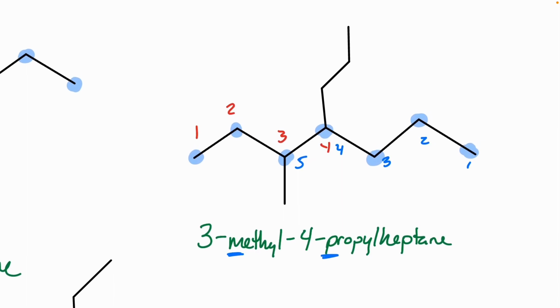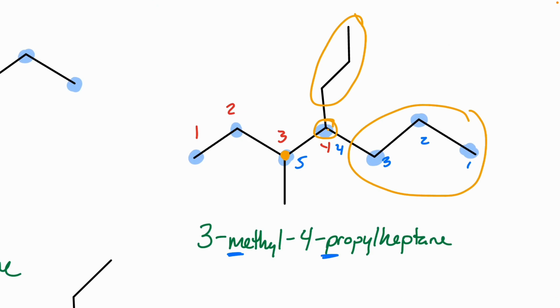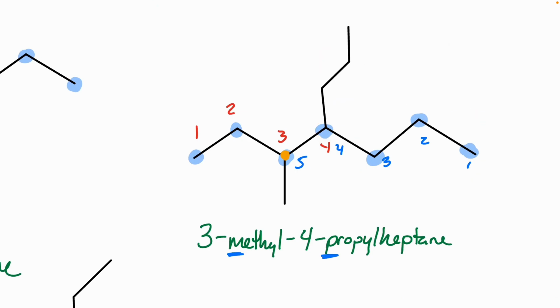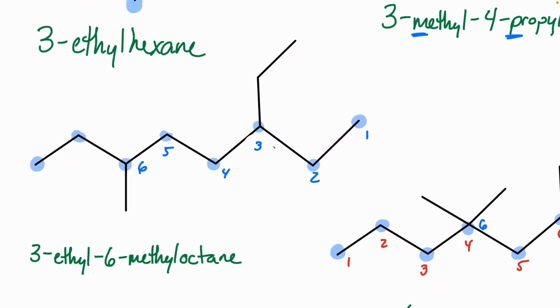What about this molecule here, 3-methyl-4-propylheptane? Do I have any chiral centers? I got one, because this is also an option, but this is a propyl group, and this is a propyl group, right? Those are the same size, so that cannot be a chiral center. So just the one. 3-ethyl-6-methyloctane. Again, just one, because this is an ethyl group, and this is an ethyl group, so that can't be one.